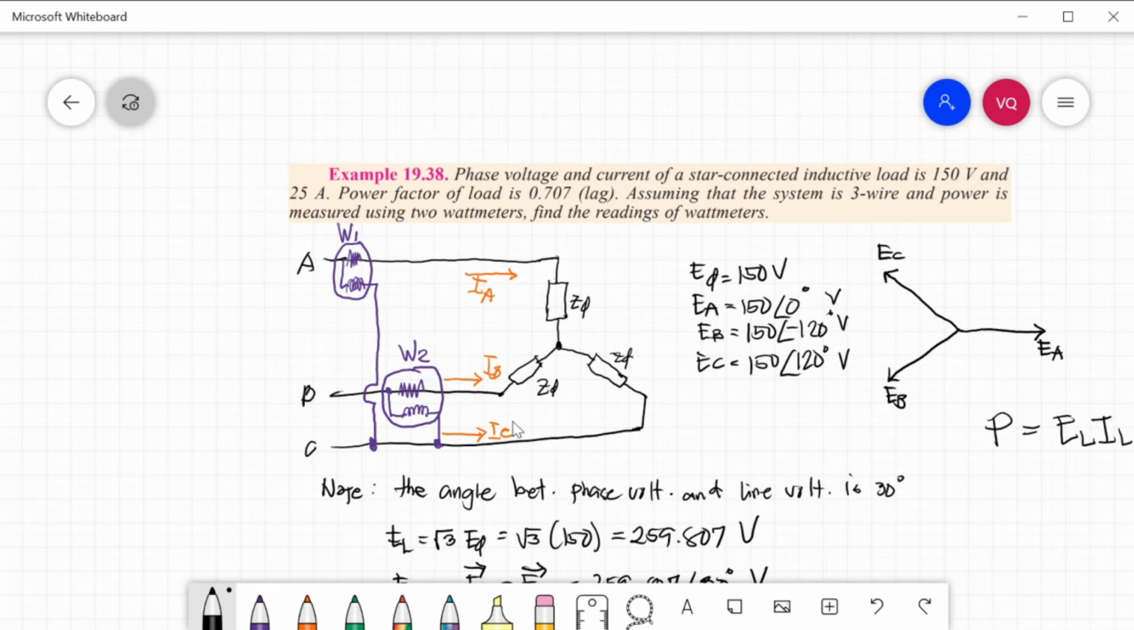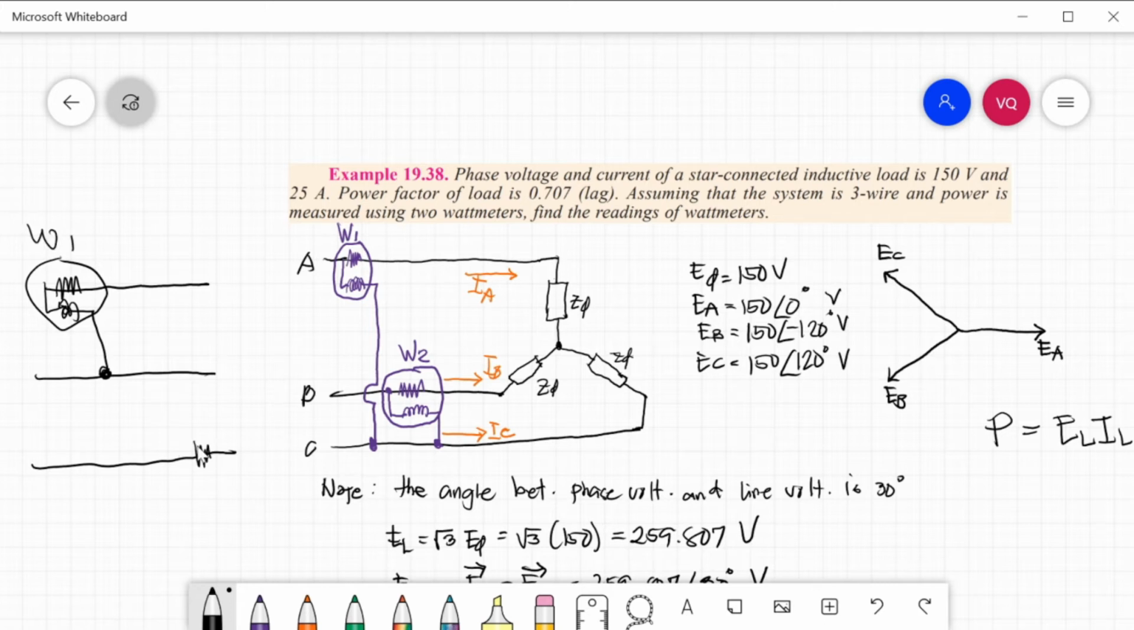Also, you can put here ammeter 2 in series with line C, and the voltmeter connected in line B. So their common will be line B. Like this one, this is your line A, line B, and line C. If you want to put wattmeter 1 here, connected to line B, this will be your wattmeter 2. This is your voltmeter, and this will be your wattmeter 2. So the common is line B.